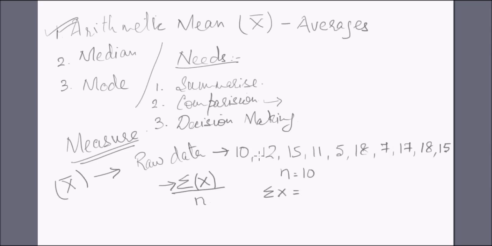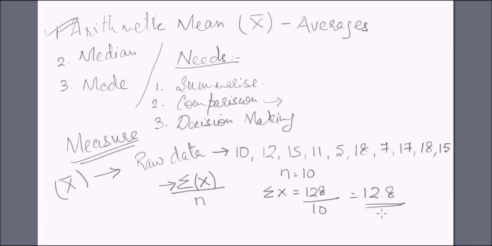Then what is the sum of the data? Let's add this. So it will be 10 plus 12, 22, 37, 48, 53, 60, 71, 78, 95, 95 plus 18 plus 15 makes it 128, and that will be divided by 10, which makes it 12.8.